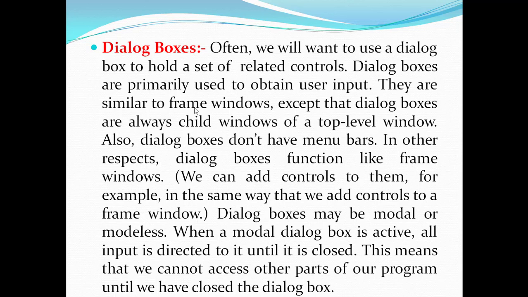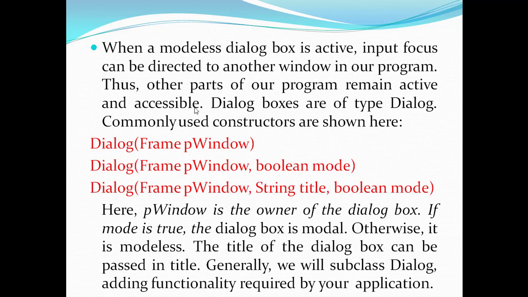We can see an example of this also: what a modal dialog box is, how it looks, and what its use is. When a modal dialog box is active, all input is directed to it until it is closed. This means that we cannot access other parts of our program until we have closed the dialog box. Second, when a modeless dialog box is active, input focus can be directed to other windows in our program. Thus, other parts of our program remain active and accessible.